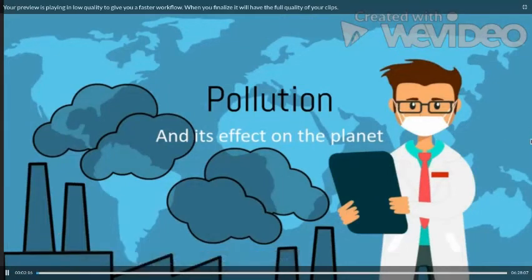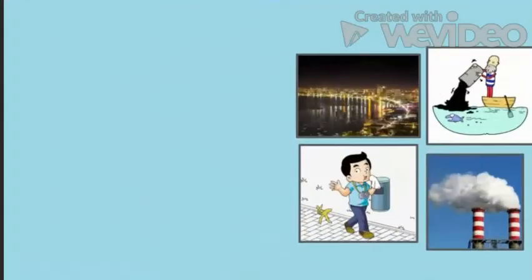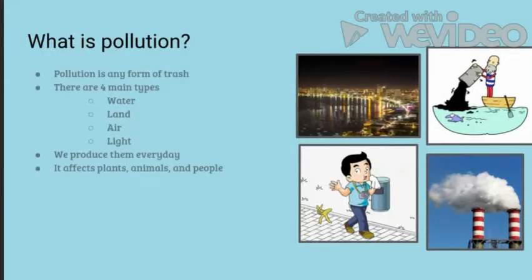Pollution and its effect on the planet. What is pollution? Pollution is any form of trash. This could include nuclear waste or radioactive material. Here we will be discussing four main types of pollution: water pollution, land pollution, air pollution, and light pollution.